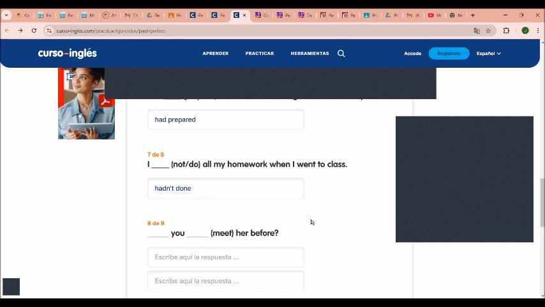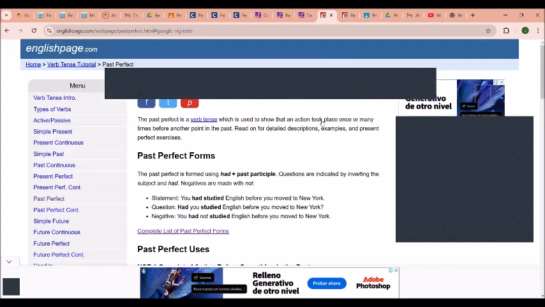Had you met her before? Had you met her? The verb changes a little bit. Had you met her? Repeat. Had you met her before? Good. All right. Now let me throw in some more. Let me see. I think over here is a good option.